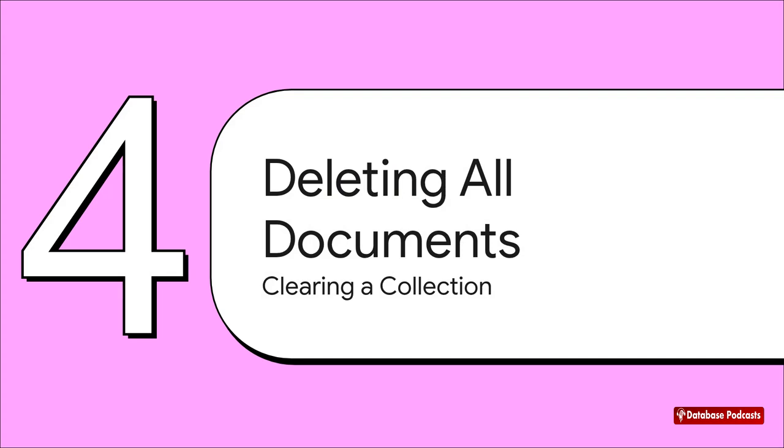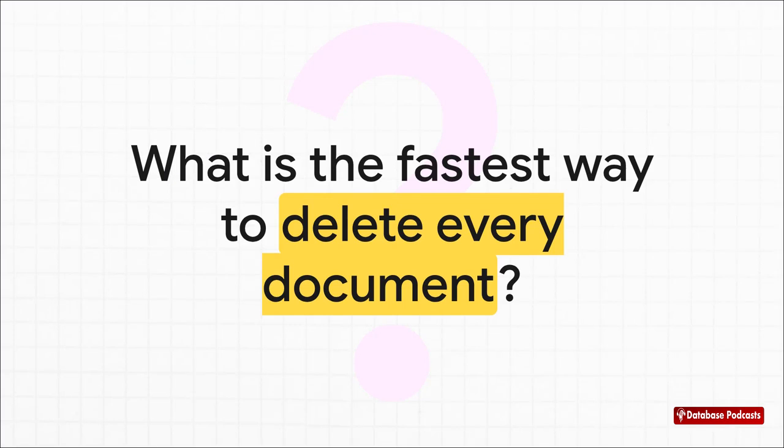Now it's time to look at the most powerful, and let's be honest, the most dangerous delete operation there is, clearing out an entire collection. This is basically the big red reset button for your data. Sometimes you just need it all gone. Maybe you're resetting a database for a test run, or you're clearing out a temporary collection after you've archived its data. What's the fastest, most efficient way to do that?